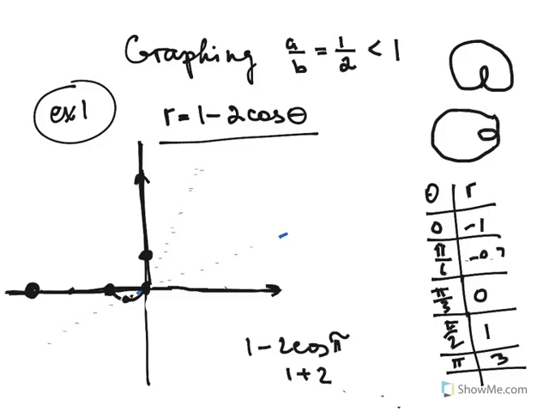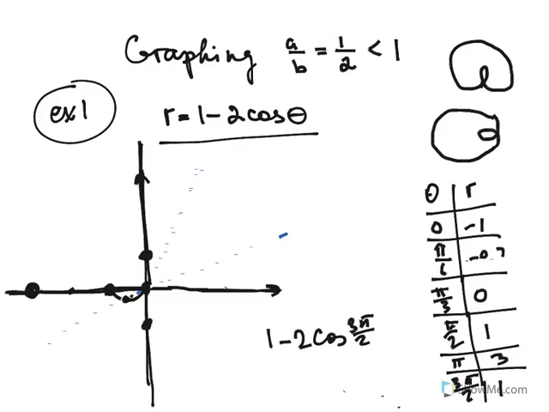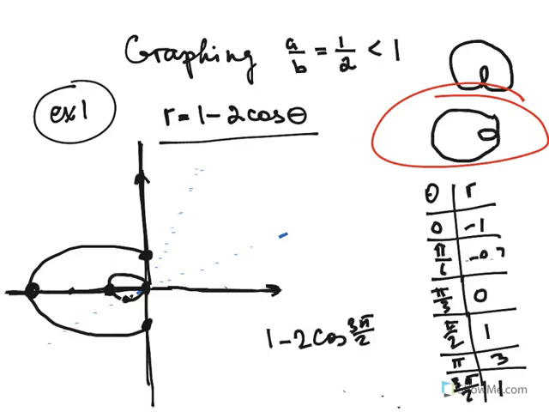Okay. Now let's do 3 pi over 2, and that would be our final. So we do 1 minus 2 cosine 3 pi over 2. Cosine 3 pi over 2 is 0, so you just get 1. So 3 pi over 2, that's where you are, and it's 1. Okay, so it's going to look like this. So the inner loop, you're inside, so that's your little inner loop, and then the big one, and we meet at the origin. So that's what you're expecting to get.